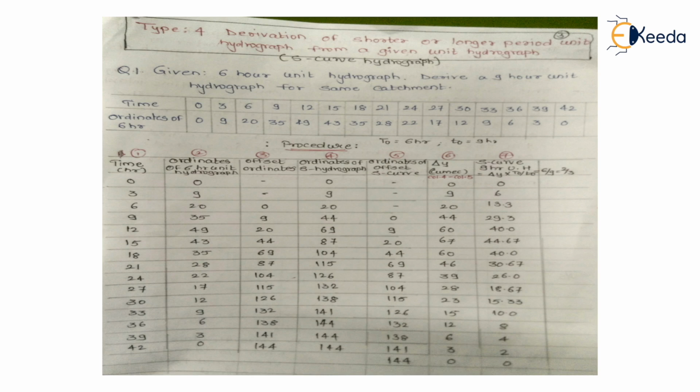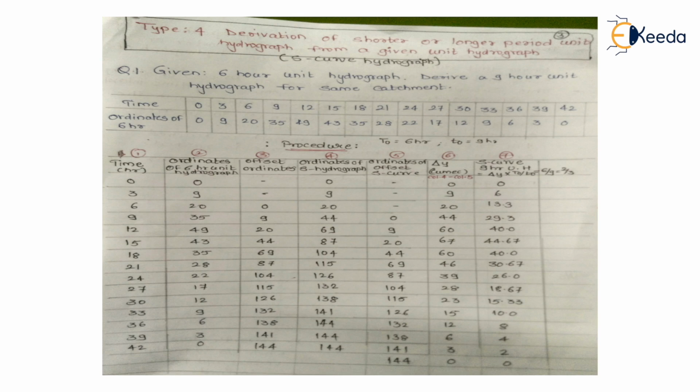Now let's move to column 4. After finding the offset ordinates for the 6-hour unit hydrograph, the first ordinates of the 6-hour S-hydrograph will be generated. Just take these ordinates and write them down again from in front of the 0 time interval. The fourth column will definitely tell you the ordinates of the 6-hour S-curve hydrograph. But we want to find the 9-hour unit hydrograph.